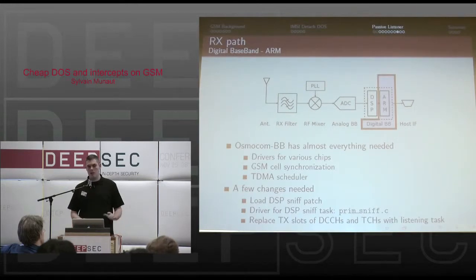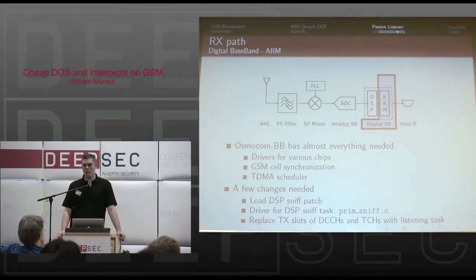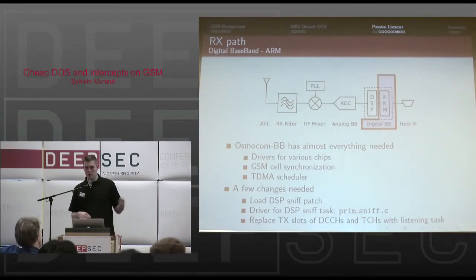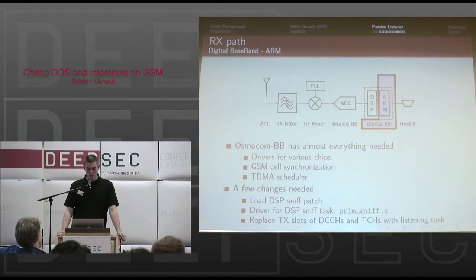First, we need to patch the DSP at the boot. That's kind of obvious. Finally, we need a driver for the new task that we added to the DSP. It's obviously not supported in the mainline code, so we had to write a driver that allows us to program the DSP to use this new command and receive the raw burst. And finally, we never want to transmit anything, but instead, we want to receive, but instead of receiving on the downlink frequency, we want to listen to the uplink frequencies. So the changes in the ARM code are actually pretty simple, if you're familiar with the Osmocom BB code, I would say.